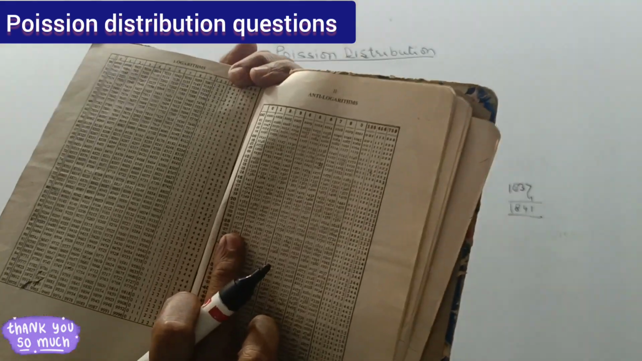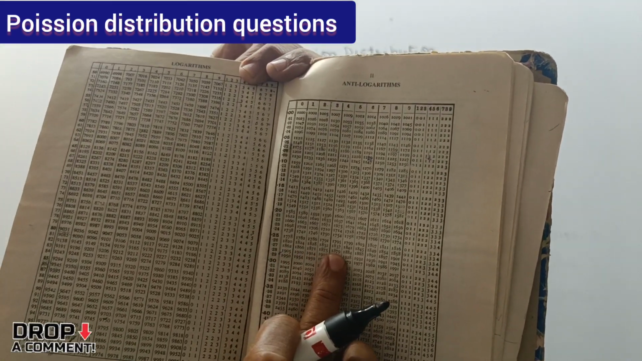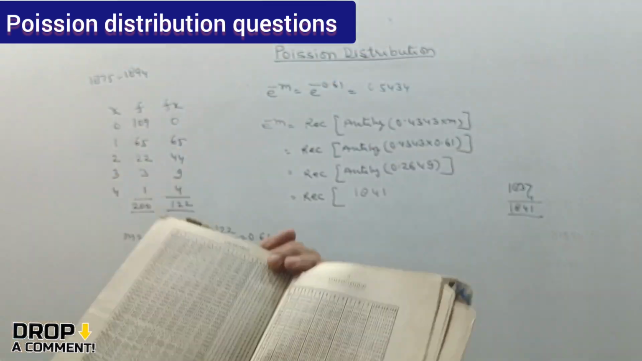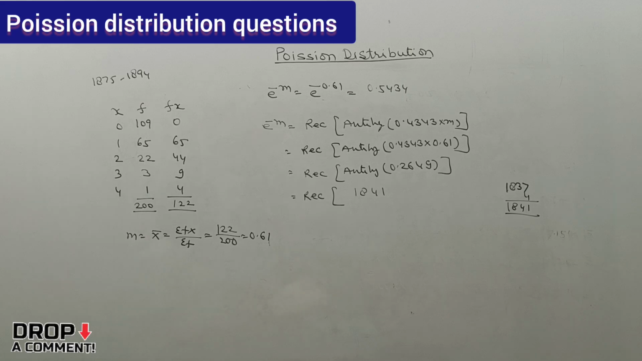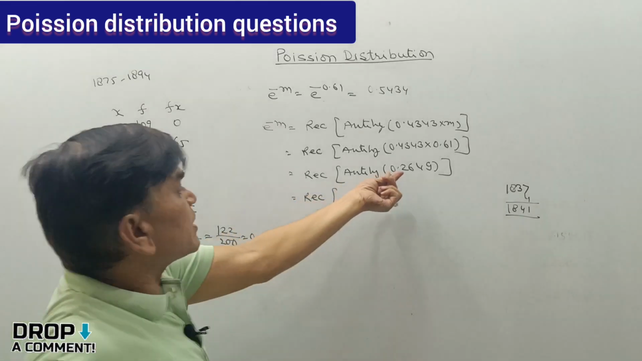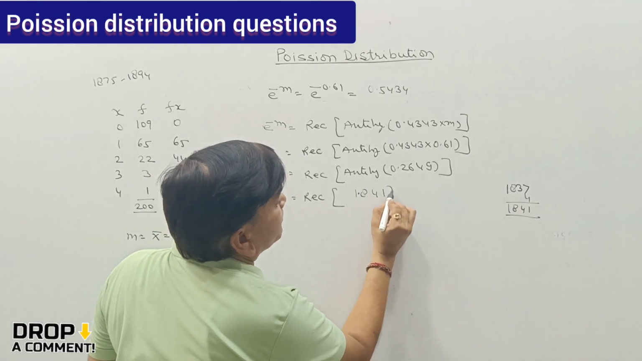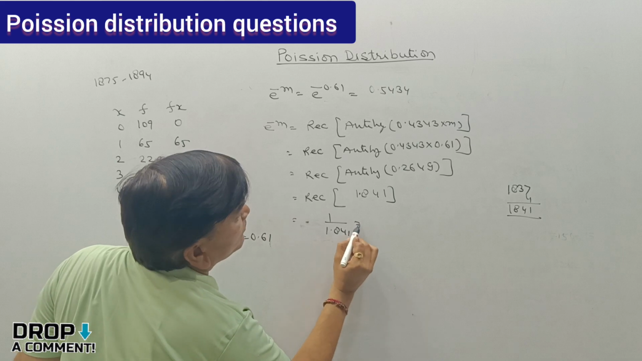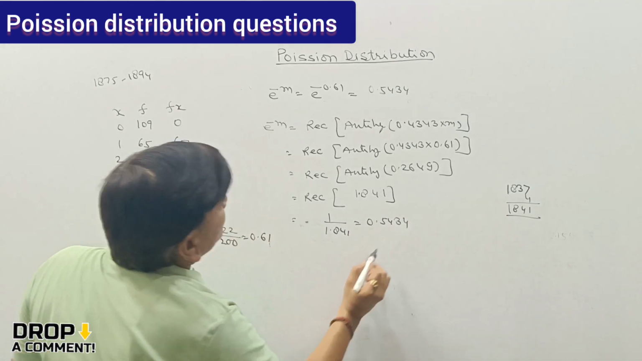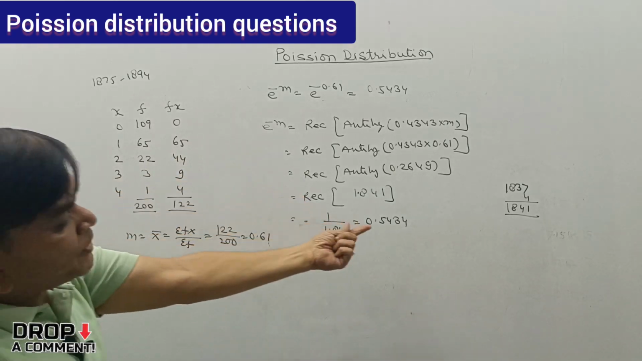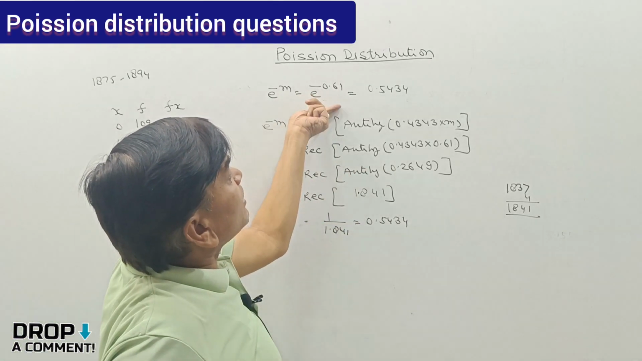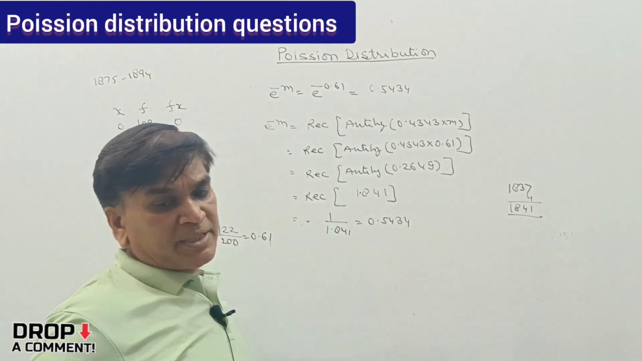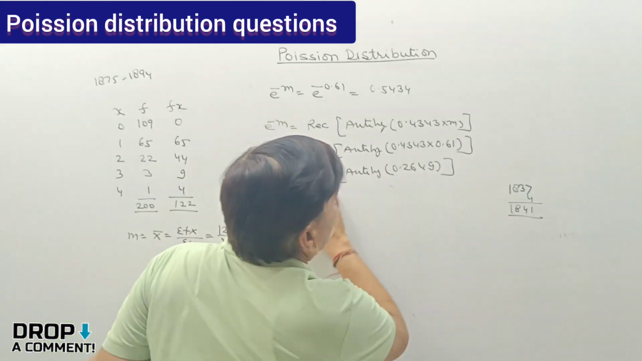You can see 0.26 here. Firstly we see 4 and the last difference. With the help of this we get 1.841, and the reciprocal gives 0.5434. So with the help of this also we can calculate 0.5434, and we can also use the table of e raised to power minus m, that is 0.5434.